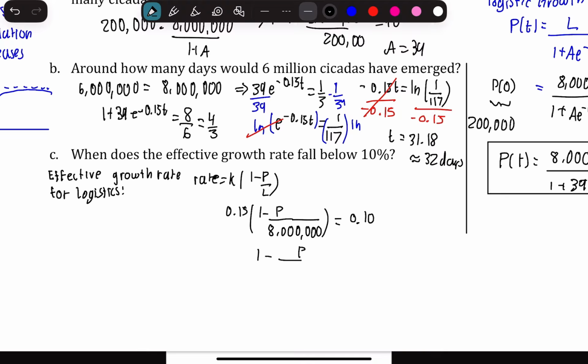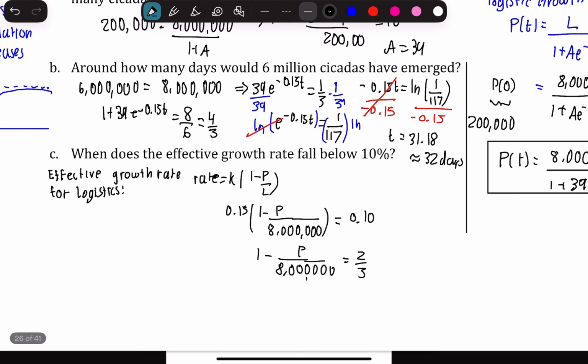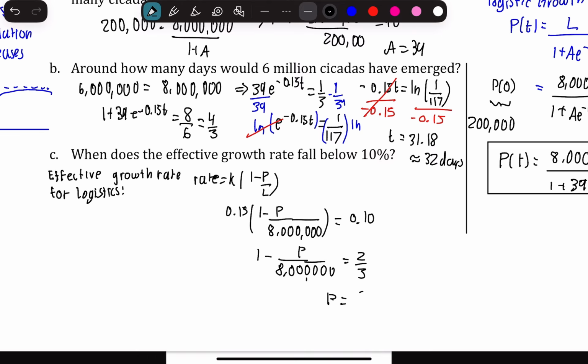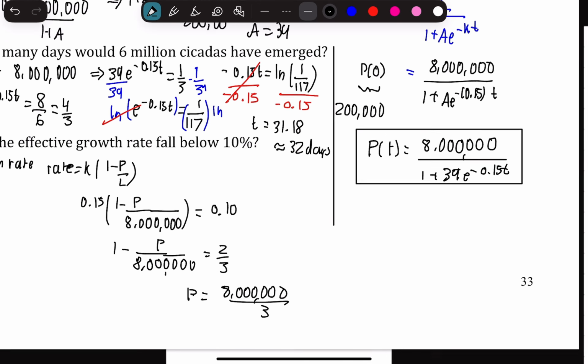So now we solve this. We have 1 minus P over 8 million, and then it's equal to 2 over 3. And then we get P is equal to 8 million over 3.